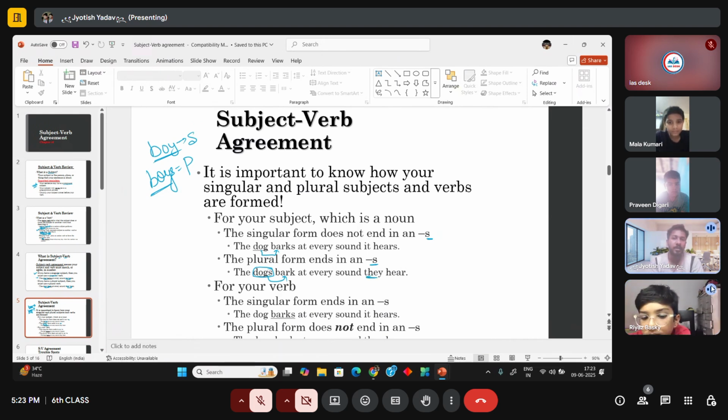They is also plural because they means many people. Okay. So that is also the plural. So for that we use here only here. Okay. Now for your verb, the singular form ends in an s.